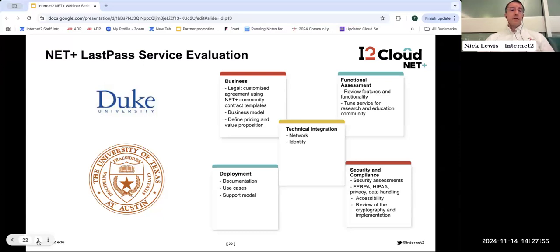One of the things that was done during the service evaluation, which I took over when I first started at Internet2 10 years ago, was they were finishing a review of the cryptography. LastPass was a small startup at the time, and campuses were unsure around the cryptography for password management, storing passwords in cloud services. So they spent quite a bit of time reviewing how LastPass did that, and then we were ultimately comfortable with how LastPass did that and that it could be deployed on campuses.